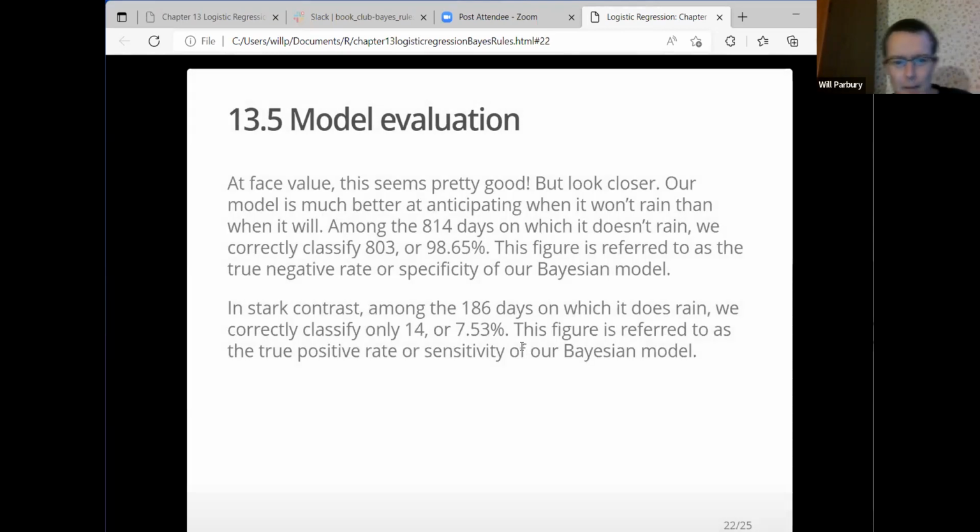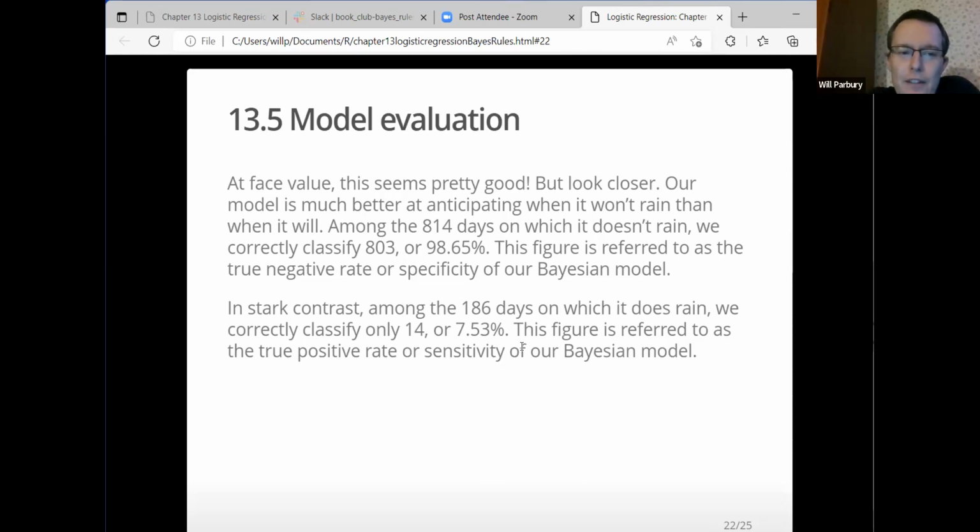But yeah, that's on the next page basically. So at face value, it seems pretty good, but when you look closer, our model is much better at anticipating when it won't rain than when it will. Among the 814 days on which it doesn't rain, it correctly classifies 803 of them. So that's a classification rate of 98.65%. That's really good.